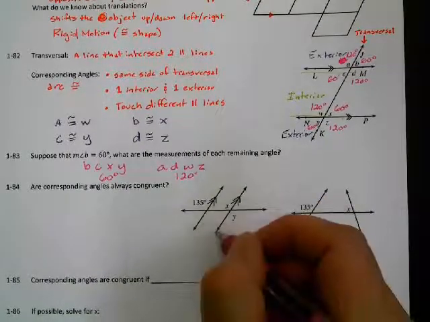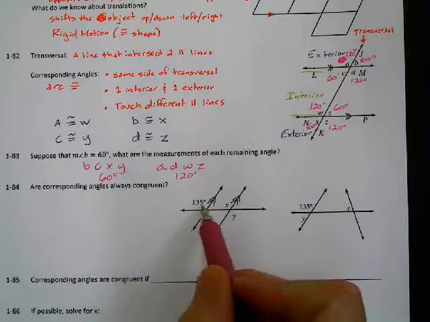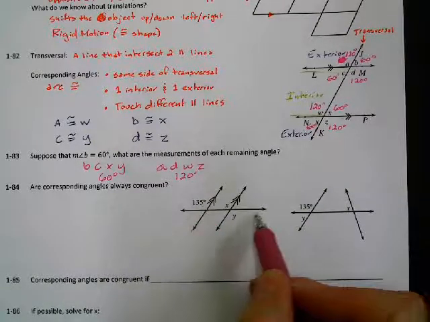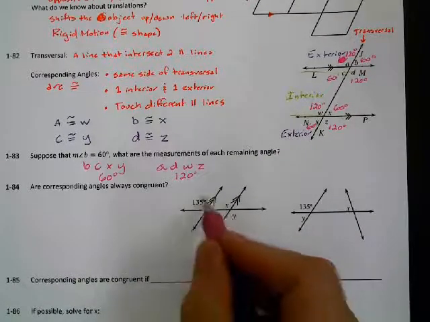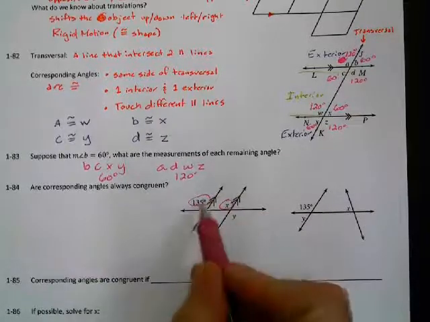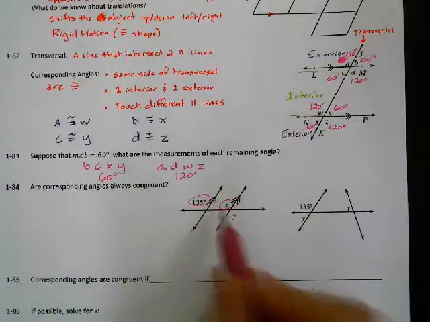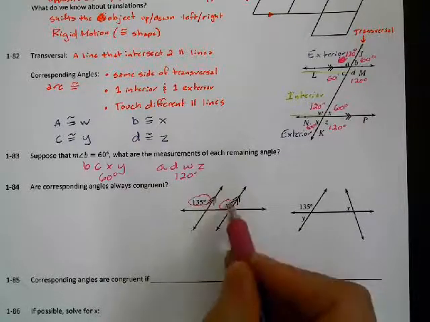And which one is going to be the corresponding angle with 135? Well, this is the transversal. It's kind of flipped on its side from the other picture. But I can tell that this angle here and this angle here are corresponding angles. This is exterior. It's not in between the two parallel lines. This is interior. This one's touching this parallel line. This one's touching this parallel line. So those are corresponding angles.